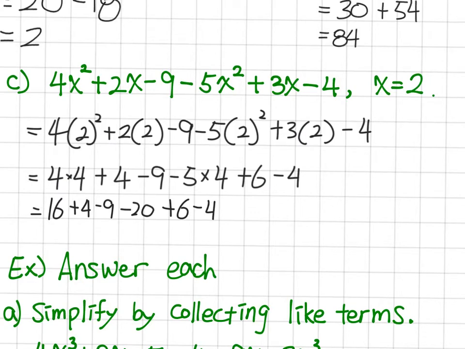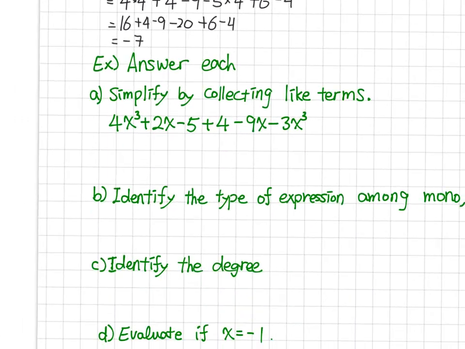Using your calculator, you're going to get a number that equals negative 7, I believe, okay? So that's how you substitute the values.